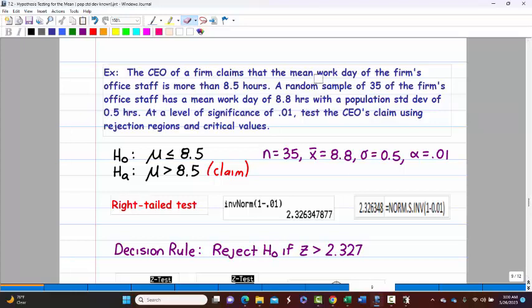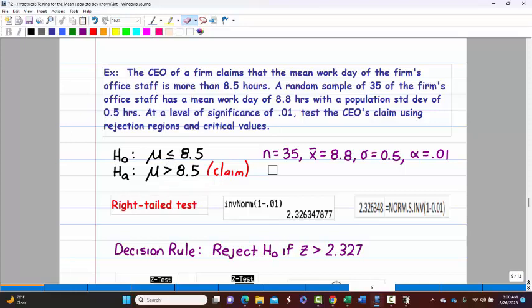Okay, the claim is that the mean workday of firm office staff is more than 8.5. I don't like to get tricky on the wording. My goal is not to trick you here by any means, but "more than" means greater than. Greater than means Ha. So that's our claim right there, and this always pairs up with less than or equal.